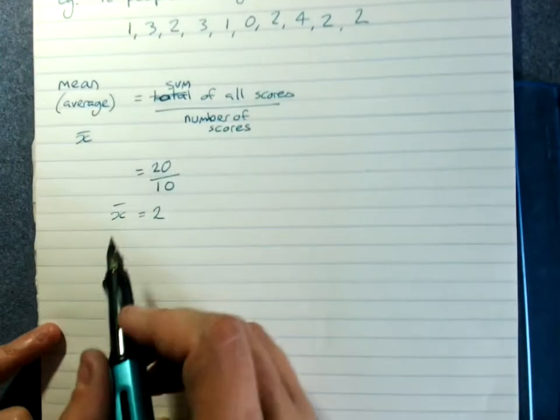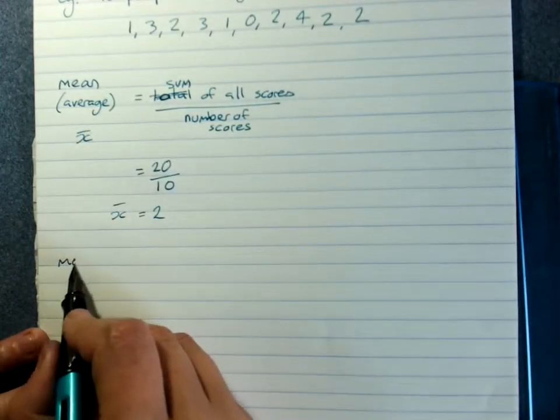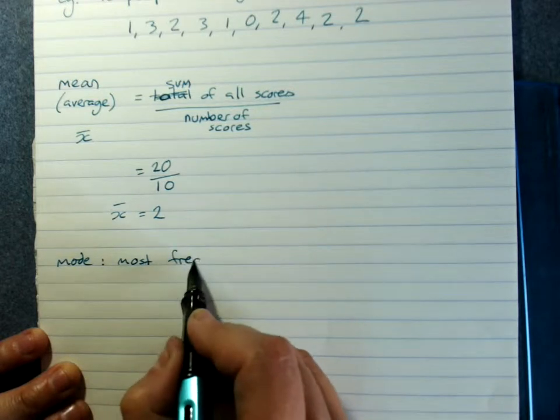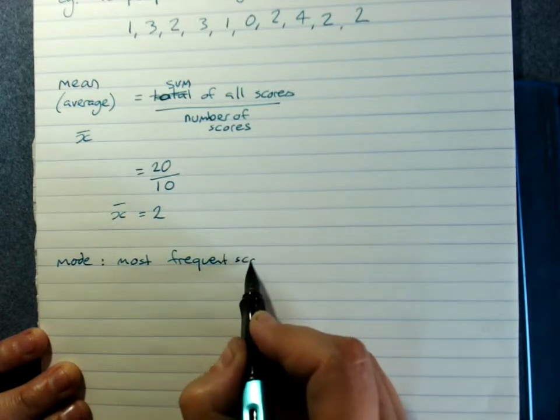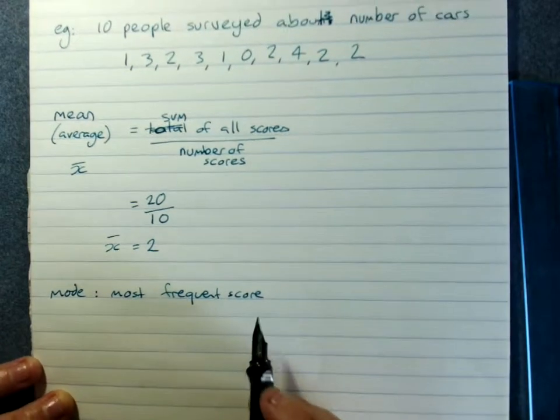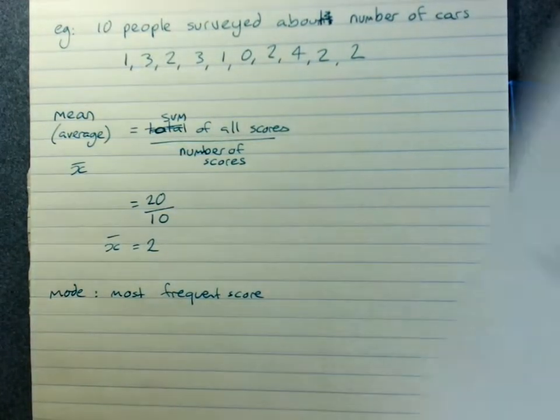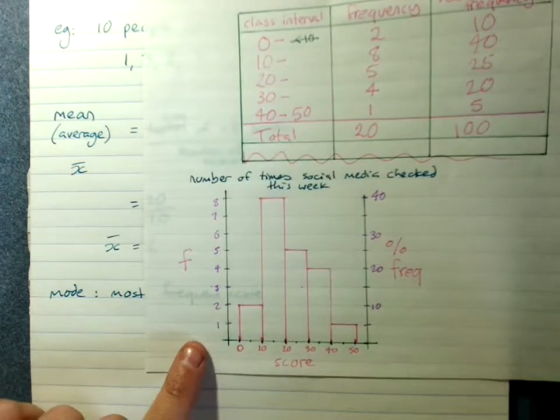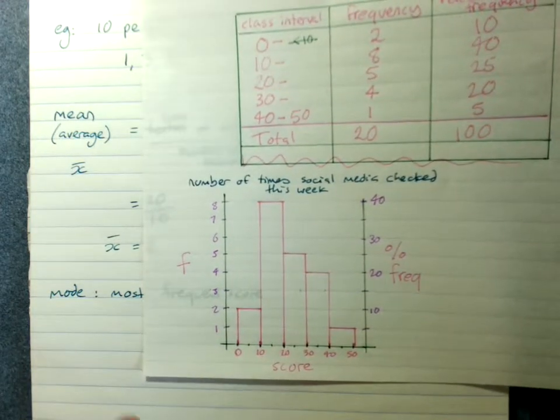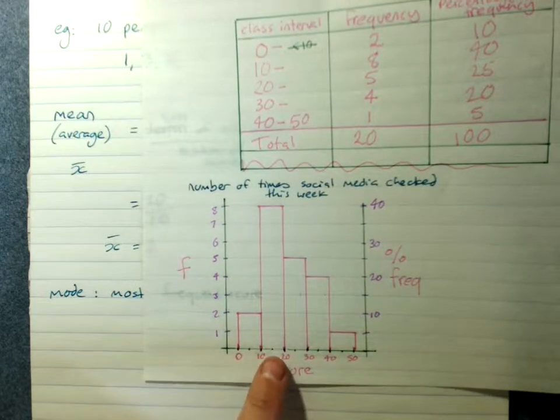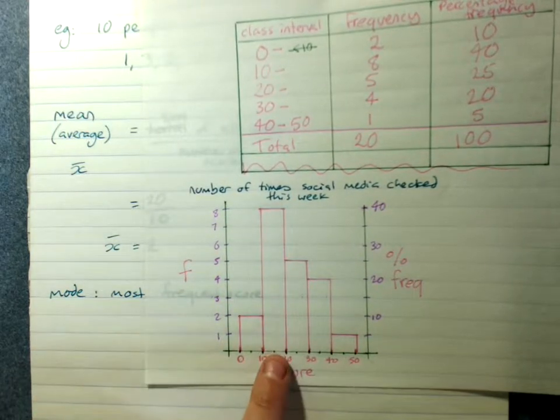Let's do the mode before I do the median. The mode is the most frequent score. If you are dealing with a frequency table where you cannot see the most frequent score, such as this one we did before, you would give the modal class. The modal class here is from 10 to 20, because that's where most of the scores were.